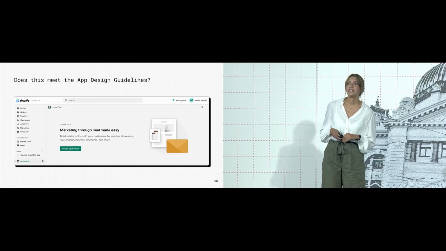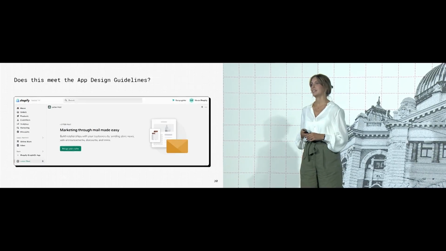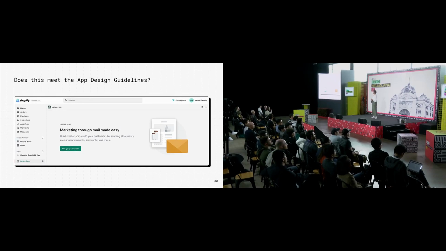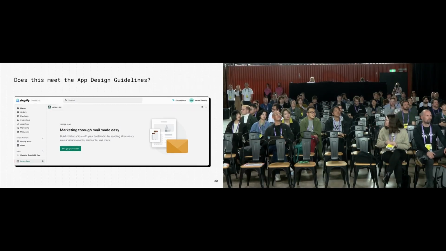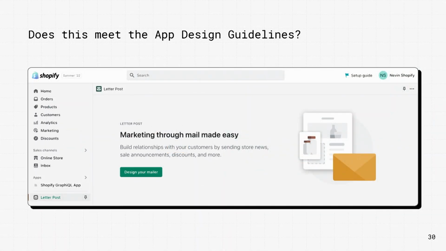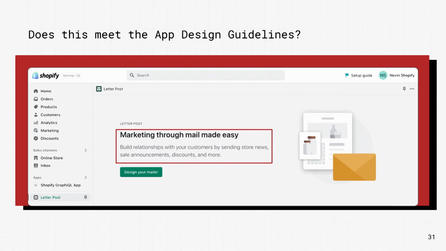All right, how about this one? Who thinks that this meets our guidelines? All right, and who thinks that it doesn't? Well, this side of the room paid more attention. I'm kidding. This would fail because you should have used a container here. There is plain text directly on the background of the app, and so that makes it feel more disjointed, and it reduces readability.